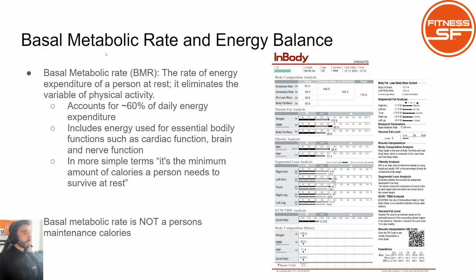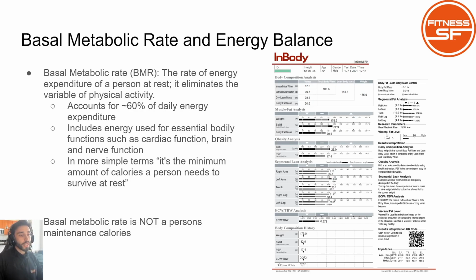So firstly, let's talk about basal metabolic rate. Basal metabolic rate is the rate of energy expenditure of a person at rest. It eliminates the variable of physical activity. Basically, it's the amount of calories you need to just survive, right? It's the amount of calories you need for your brain to function, for your heart to function, and if you were to just do nothing, right? Imagine if you're in a hospital bed, you just woke up, you haven't eaten food for 12 hours, that would be your basal metabolic rate.